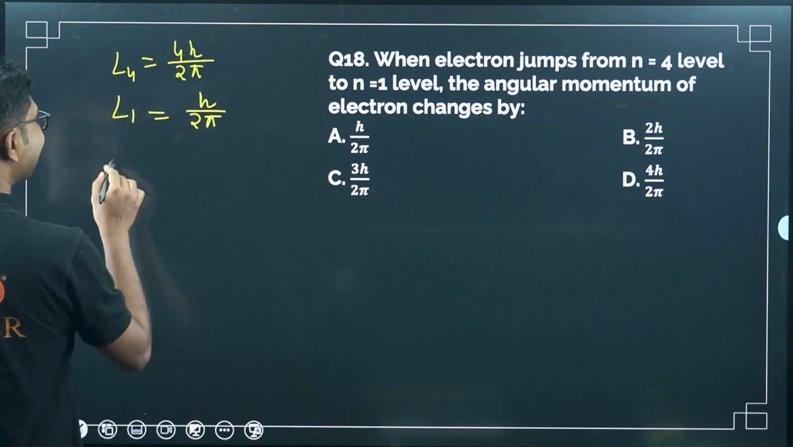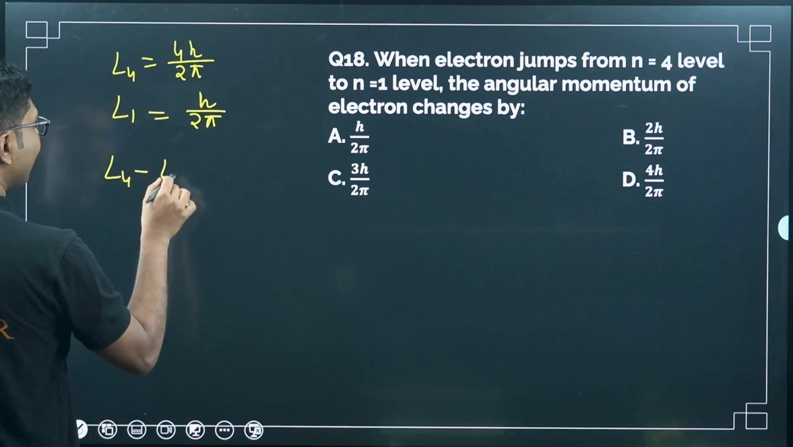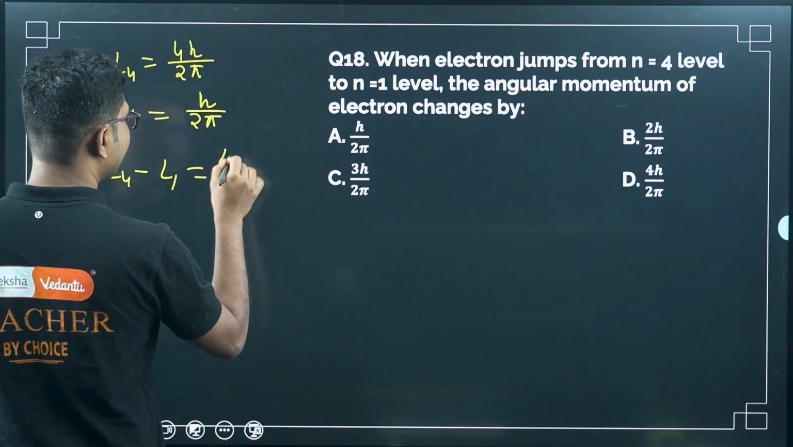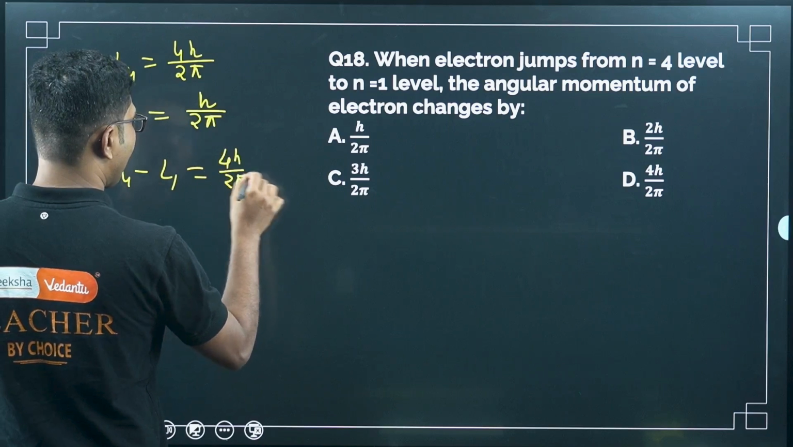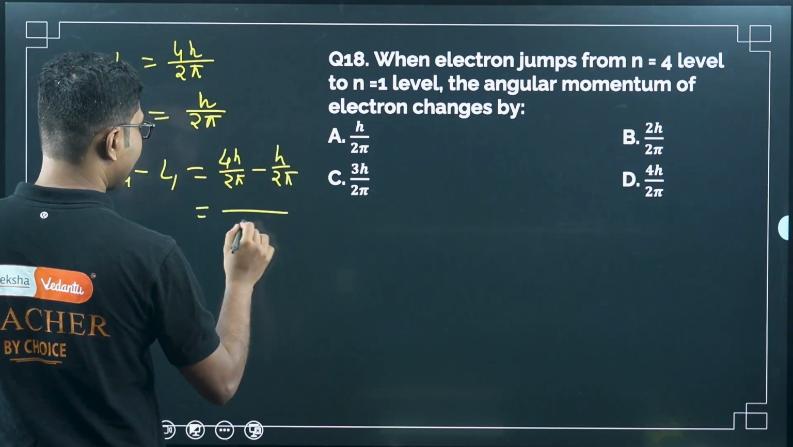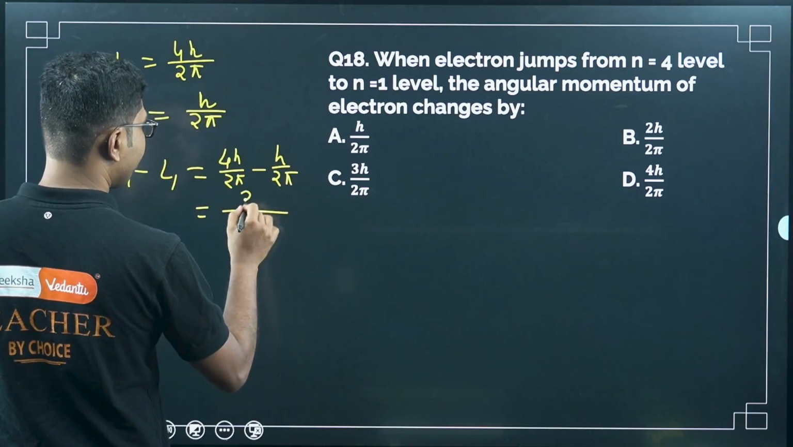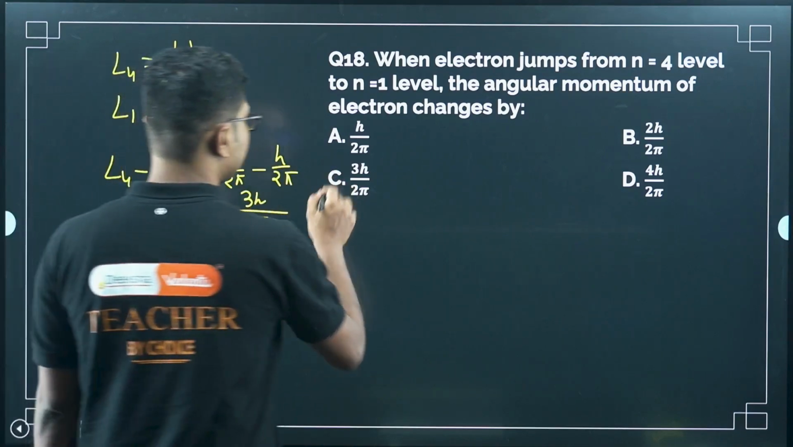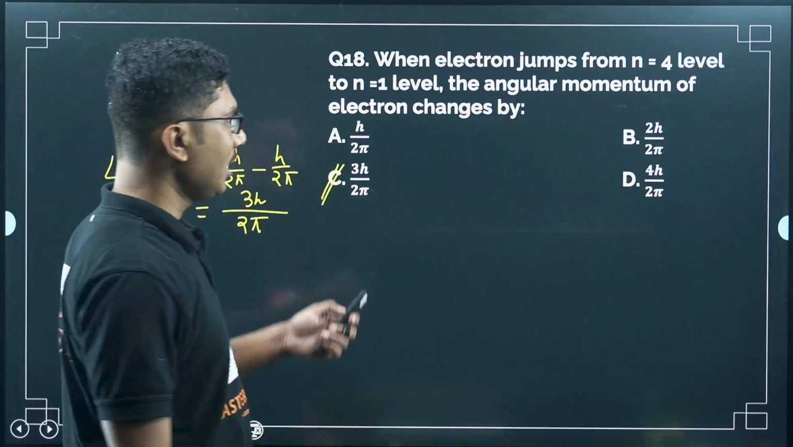Right? So difference is L4 minus L1 equals to 4h by 2 pi minus h by 2 pi. They have asked you to find the difference. So 3h by 2 pi. So correct answer is option C, 3h by 2 pi.